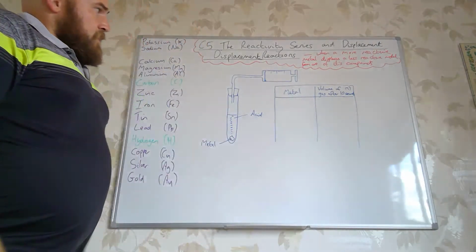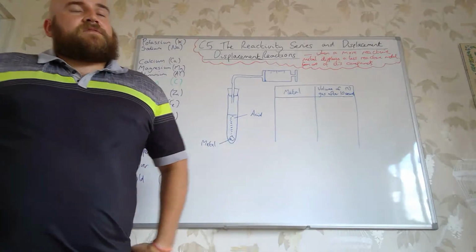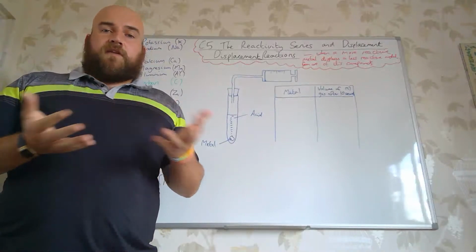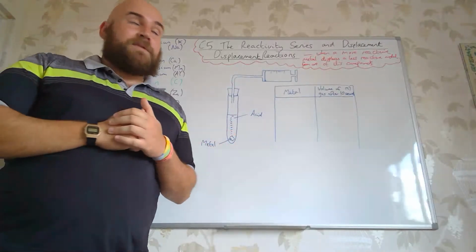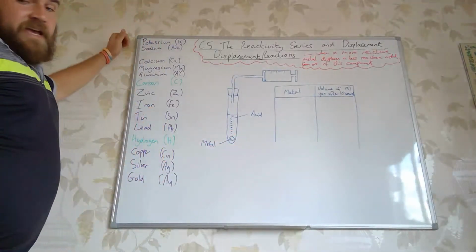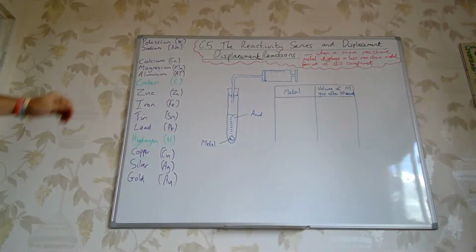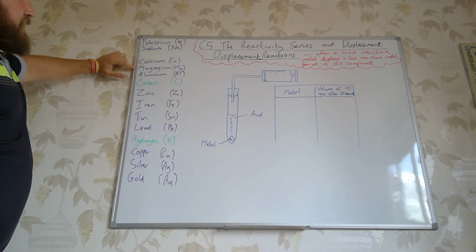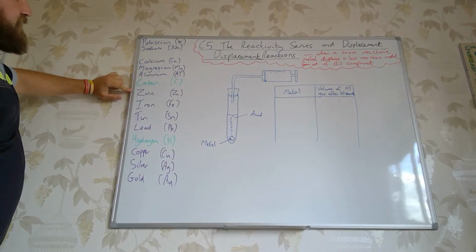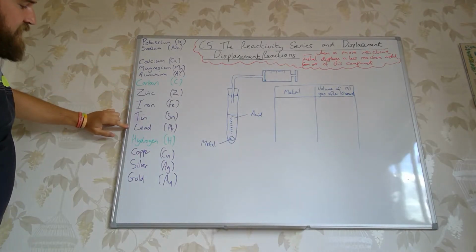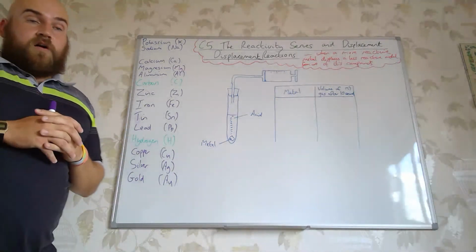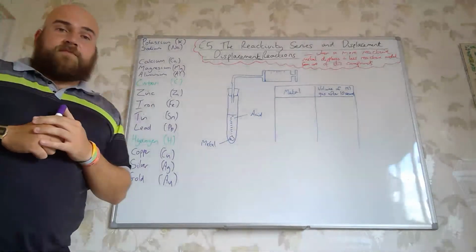So the first part of this topic is actually something you've done before, so it's quite a nice place to start. You've done it in year 8. It's called the Reactivity series and Displacement reactions. So here I've got the Reactivity series of metals: potassium, sodium, calcium, magnesium, aluminium, carbon, zinc, iron, tin, lead, hydrogen, copper, silver, gold. That is one reactivity series of metals.